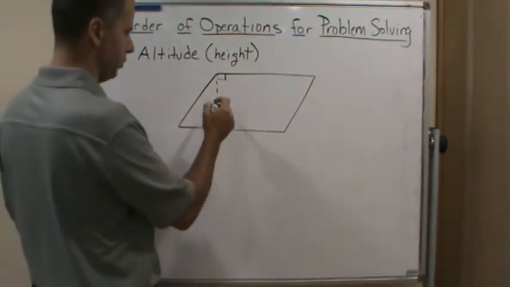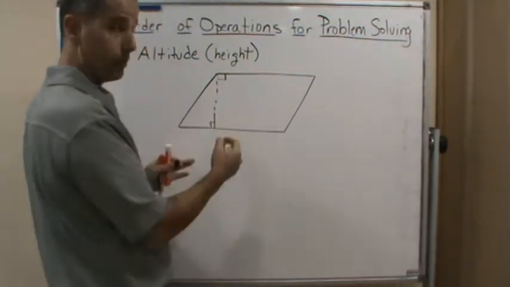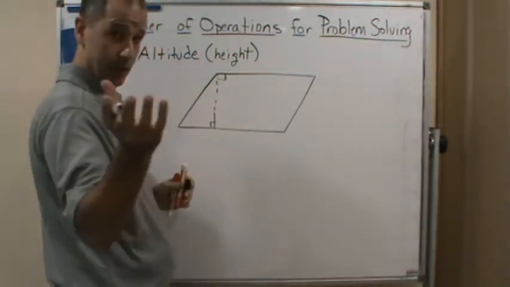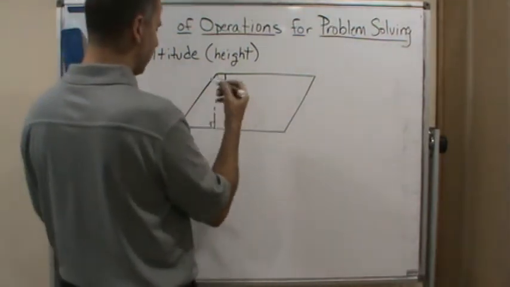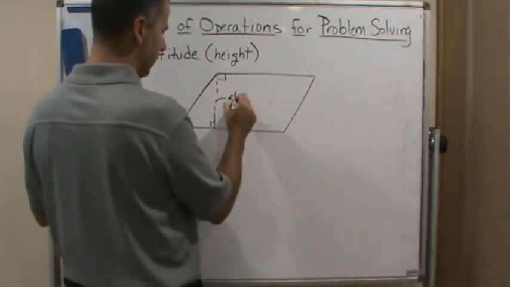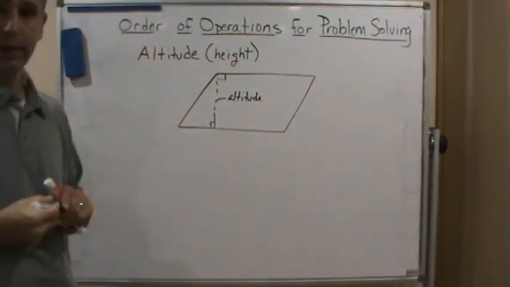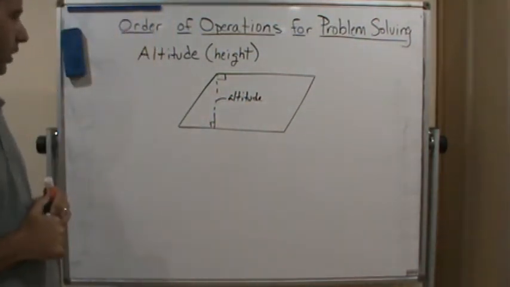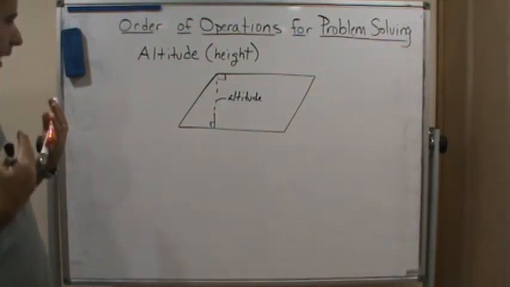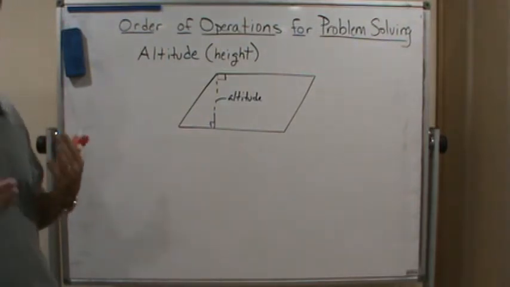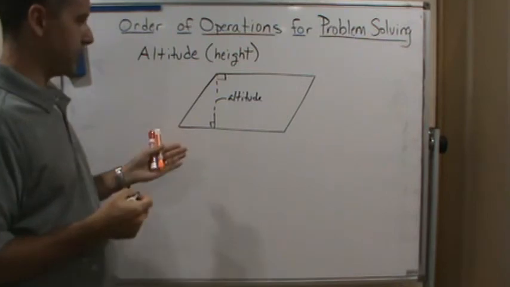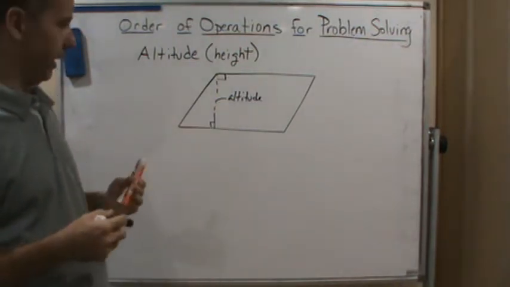The altitude represents the height of a parallelogram, like I said in a previous video, but now we're going to give it a name. The altitude. But it's also the height. And this also gives us a reason why it's always base times height for a parallelogram.